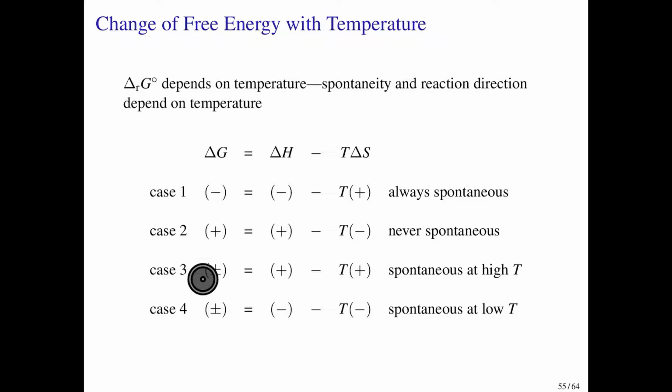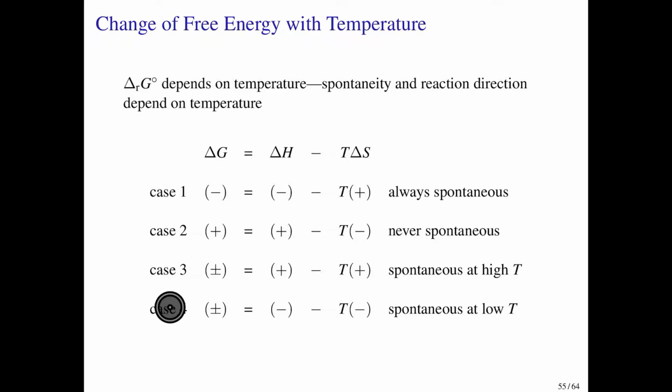In case 2, we're considering the opposite. We have a reaction that is endothermic, so it's energetically uphill, and then we have a reaction that consumes entropy, so the entropy change is negative. So we have a positive sign minus a negative sign. That is always going to be positive, and so for this case, delta G will always be positive, which means that the reaction will never be spontaneous.